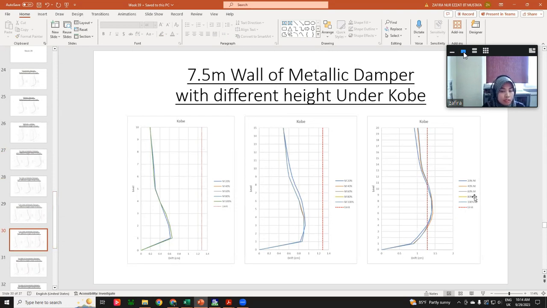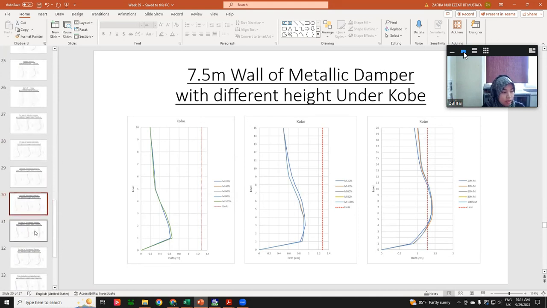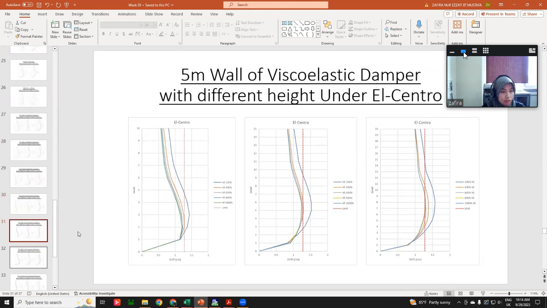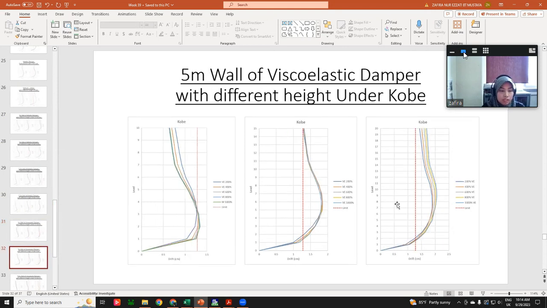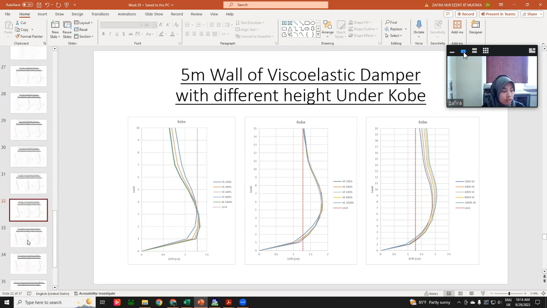This is under the metallic damper. I compare the metallic damper and the viscoelastic damper first to see how they perform. And this is a 5-meter wall under viscoelastic. It doesn't have much problem under El Centro, but under Kobe it is over the limit, especially for the 20-story building. So why?